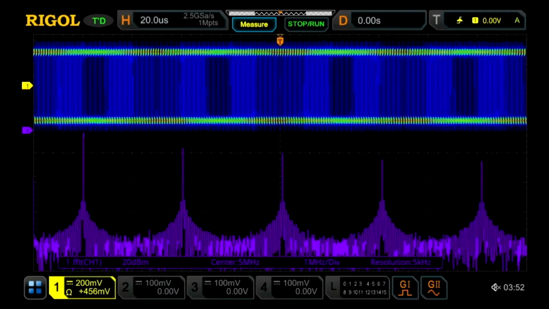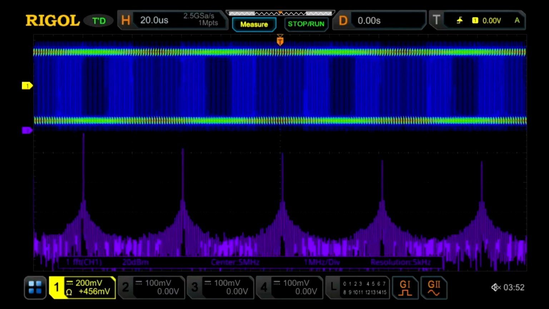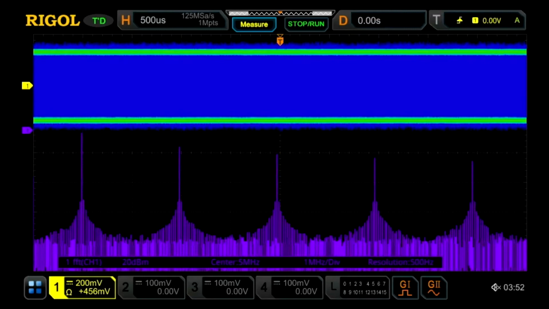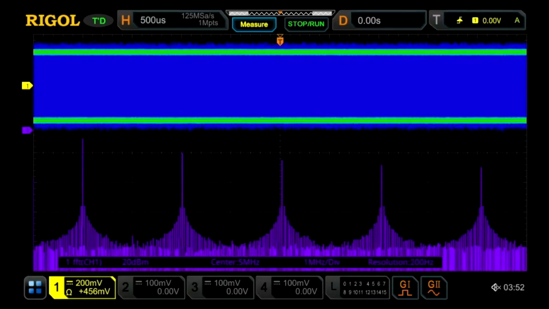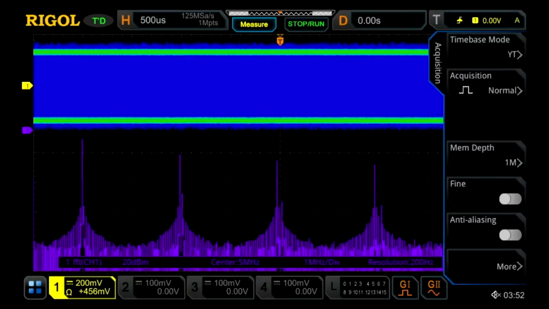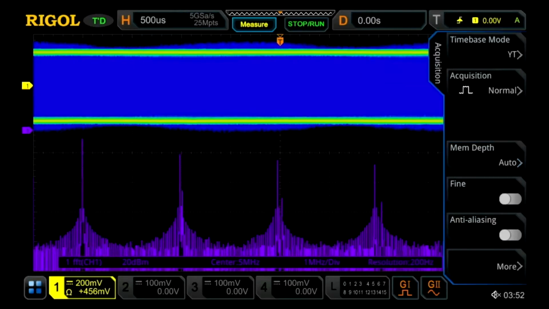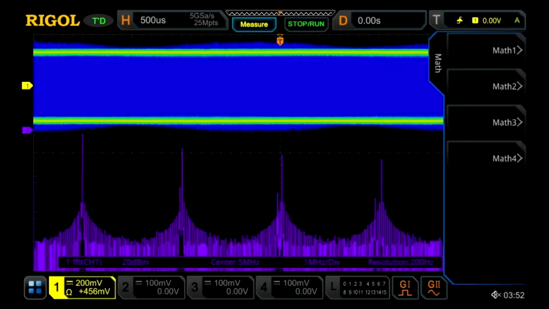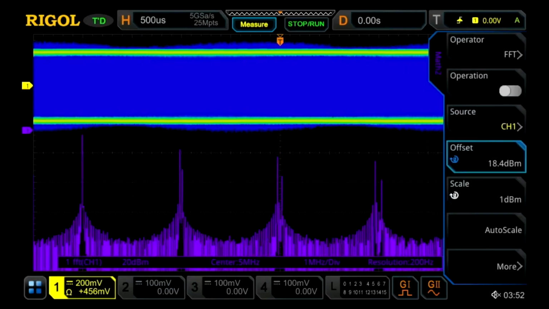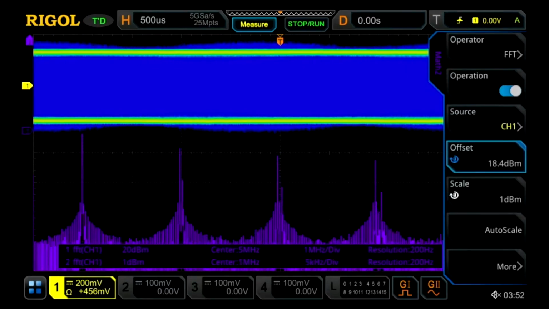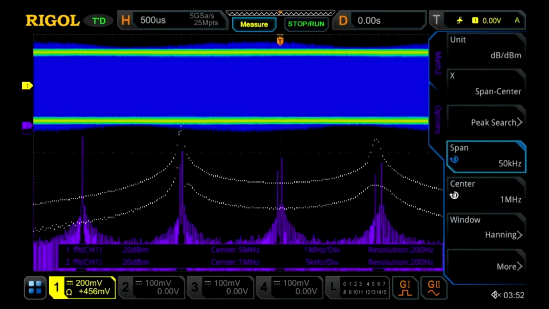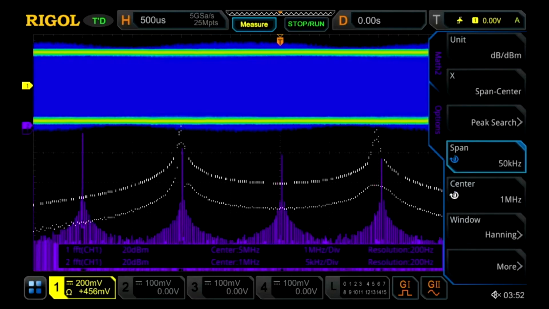So let's look and see what that means. We can go out further, out to 500 microseconds per division, and let's go back to auto memory depth. That'll give us 25 million points on this signal. And now let's turn on a second FFT. This FFT we're going to scale up as well, and here we're just going to look at the 50 kilohertz right around the 1 megahertz carrier.